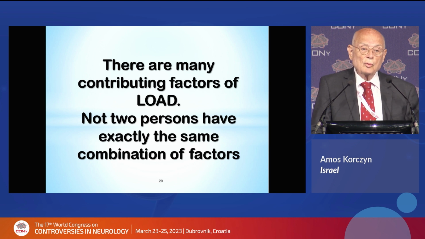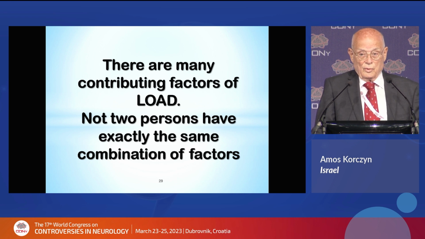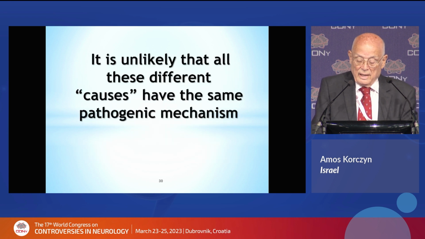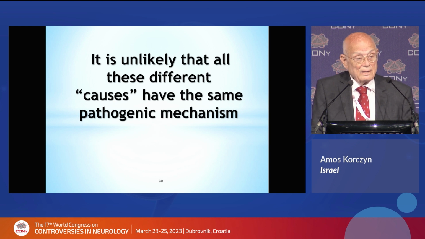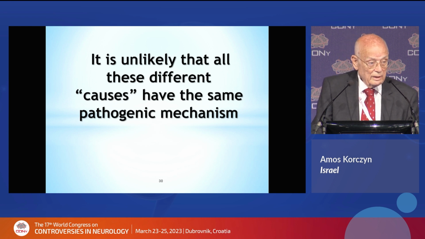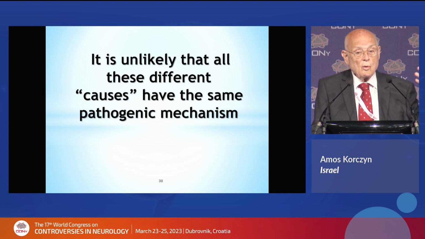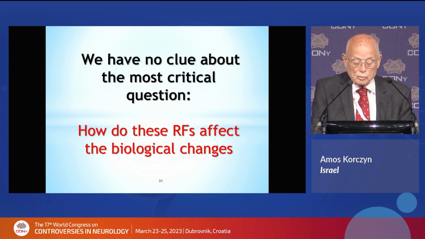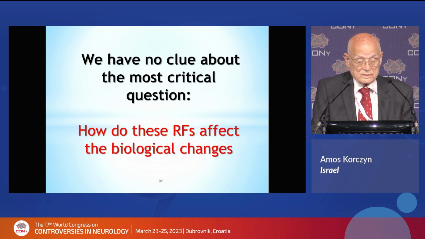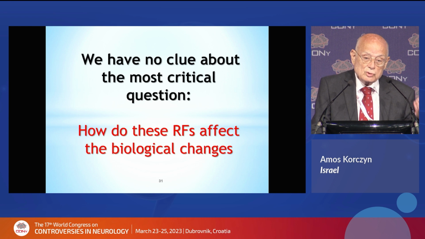And not two persons in the world with Alzheimer's disease have the same risk factors in the same combination. Each one is unique. And it is unlikely that all these different causes have the same pathogenic mechanism. Each one has its own mechanism. We don't know how loneliness or how hypertension causes the biological changes that occur in the brain. So we have no clue to this question. How do these risk factors affect the biological changes?